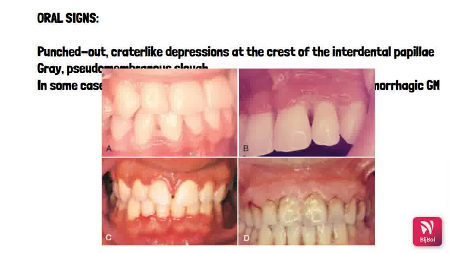Here in the picture you can see the typical punched out papilla in between the mandibular canine and the lateral incisor in the first picture. In the second picture, this is a more advanced case showing the destruction of the papilla resulting in irregular marginal contour in the anterior region in between the central incisors. Next, in the C picture you can see the typical lesions with the hemorrhage. In the last picture, you can see the generalized involvement of the papilla and the marginal gingiva.